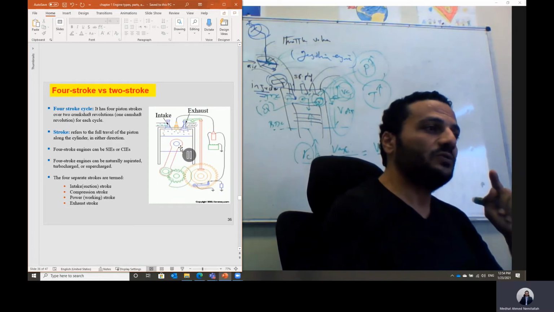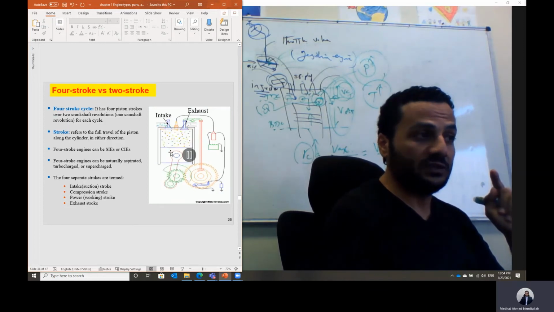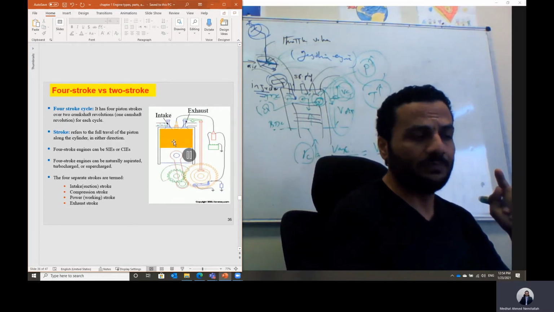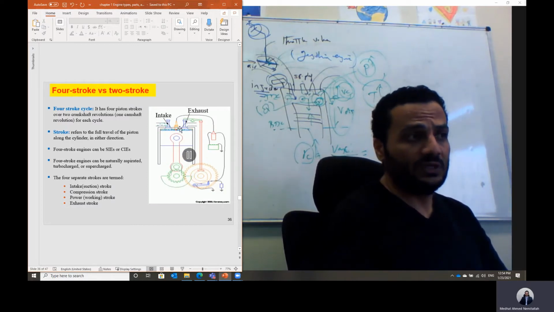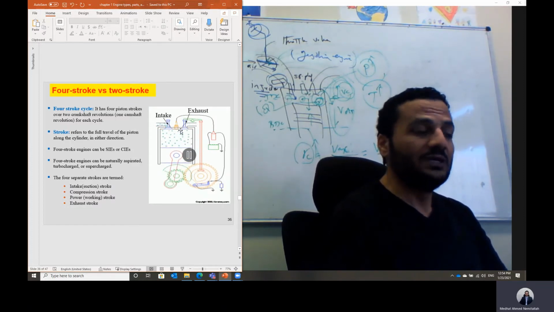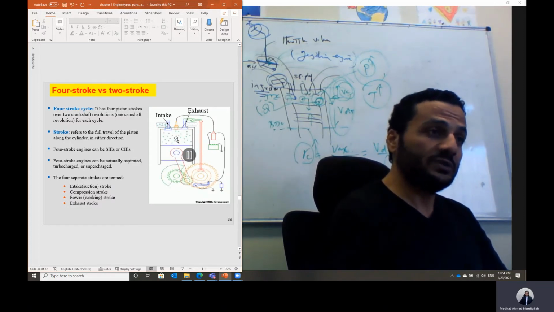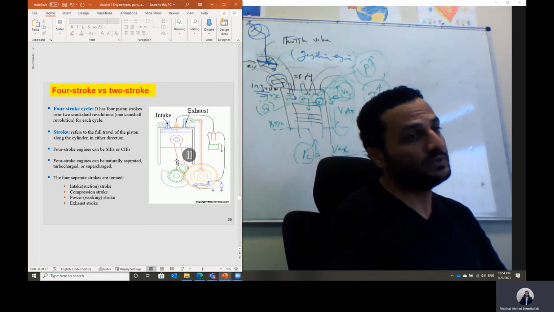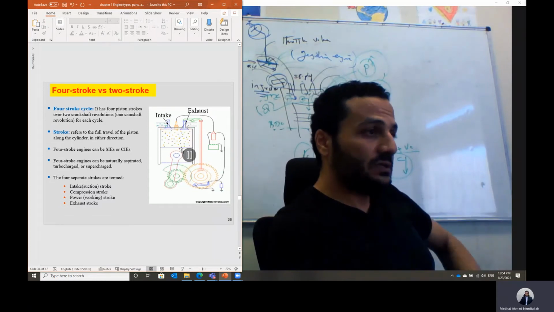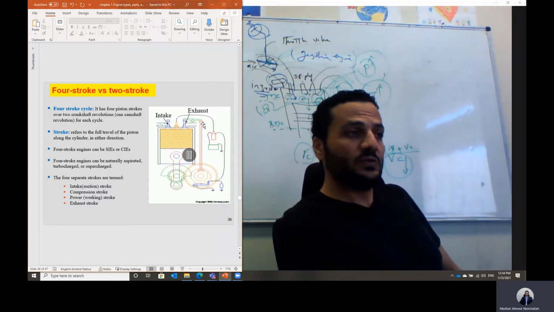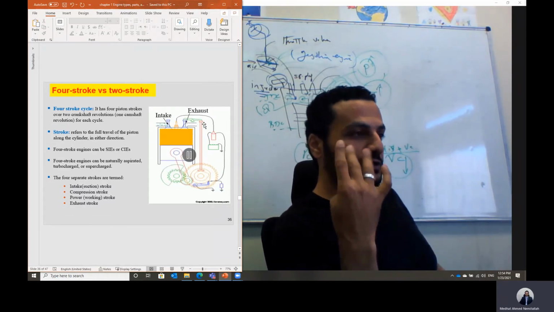In one cycle, the piston will be moving down first for the intake stroke to take the air plus fuel, and then the air plus fuel will be compressed, and at the end of the compression we'll have the spark initiating the combustion. Then we have the power stroke. The piston will be moving down from the top center to the bottom center, and then the piston will be moving up in this case to exhaust the gases. This is one cycle completed in 4 strokes.